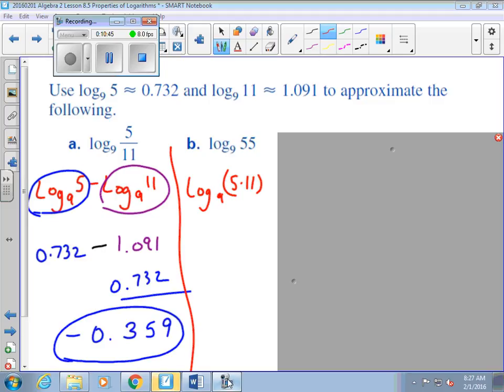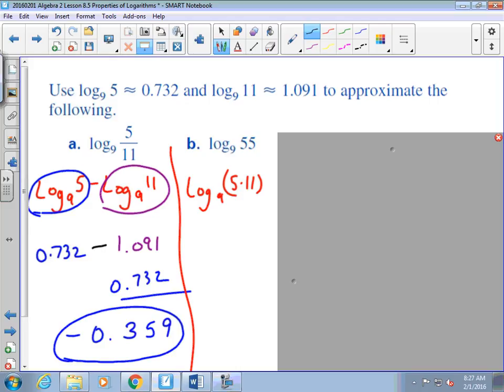You might not have written that step. You might have gone right to the next step, changing multiplication into, remember multiplication is paired with addition, just like for the first one, division was paired with subtraction. So you changed it to log base 9 of 5 plus log base 9 of 11. Again, you know log base 9 of 5 is 0.732. That's what it tells you to use. Plus log base 9 of 11 is 1.091.